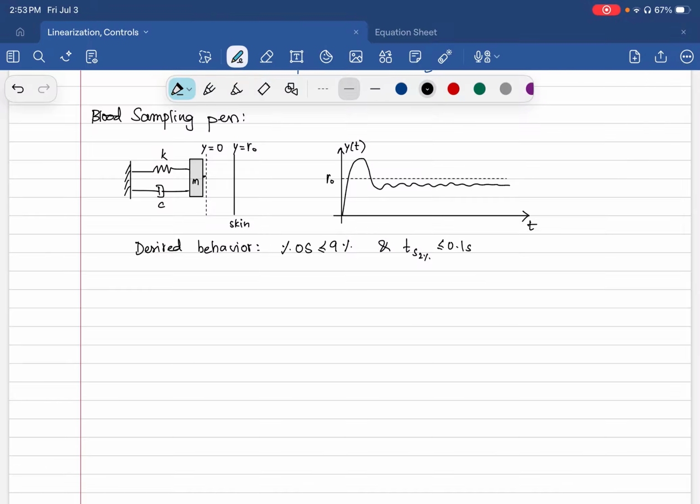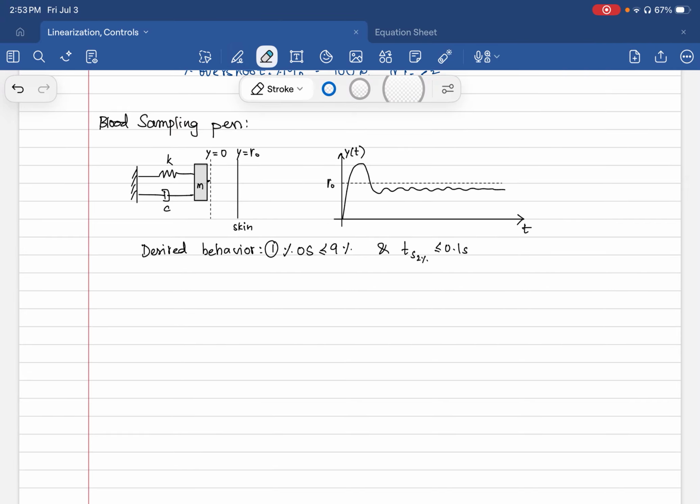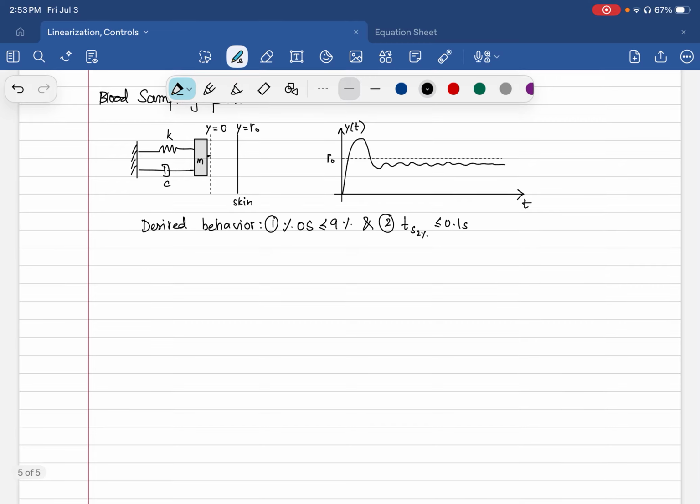The first thing I'm going to define this way, and this here is the second one. The first one is basically saying 100 e to the power minus pi zeta over root of 1 minus zeta squared is less than or equal to 9. First, let's do the limit case when it is basically equal to 9. Set this equal to 9 and solve for zeta. You will get zeta equal to 0.61.